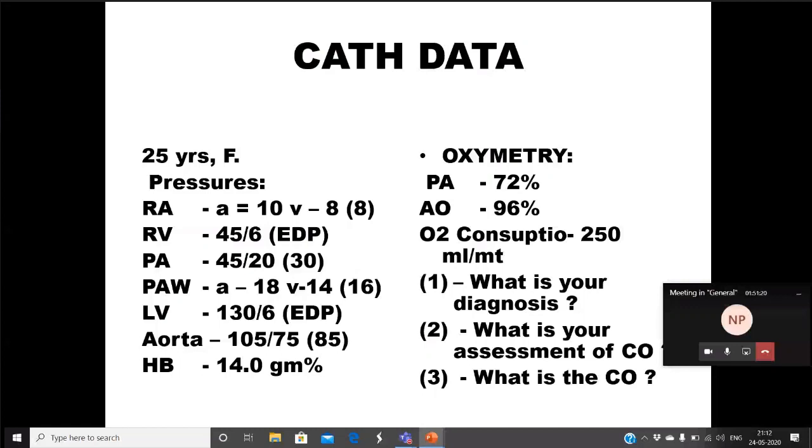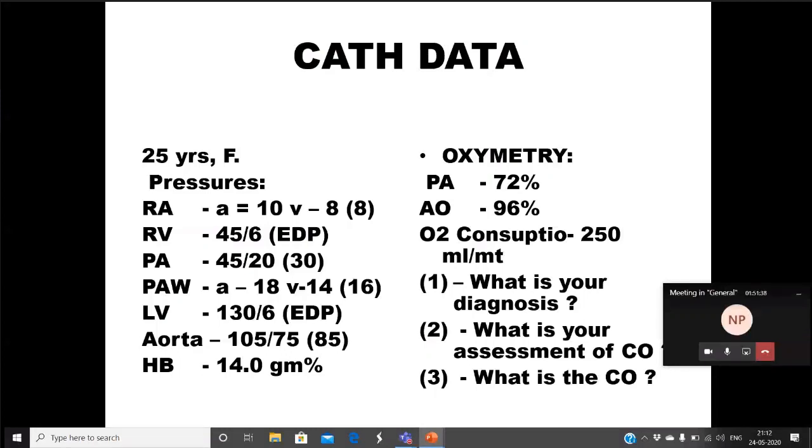Lutembacher can be there only if there is an oximetry... Sorry, sir. So there is a moderate MS, mild AS, mild TS, and mild PH. There is no evidence of Lutembacher here. Sorry, sir, oximetry is not here.